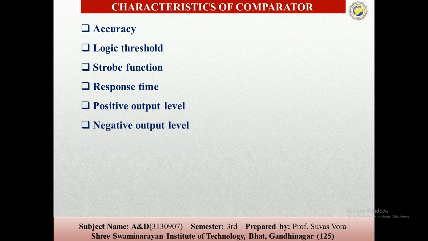Then after the negative level, it is the negative DC output voltage with the comparators saturated by the different inputs. Then the strobe current. It defines the current flowing out of the strobe terminal when it is at the zero logic level. Then the strobe release time. It is nothing but the time required for the output to rise to the logic threshold voltage after the strobe terminal has been driven from the 0 to the logic 1 level.